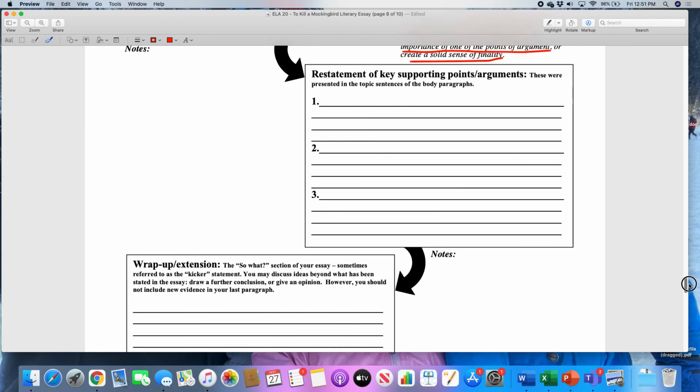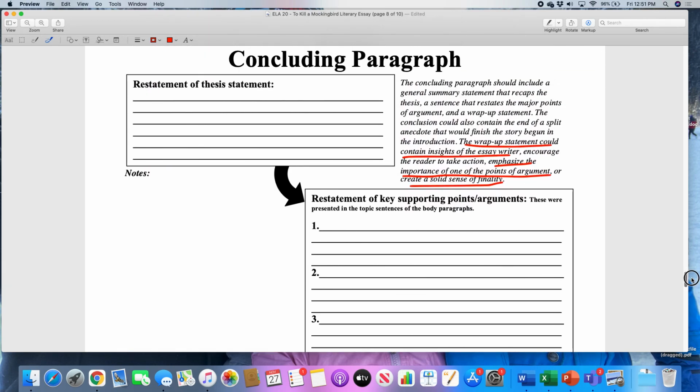That is key. Do not include quotations. Do not include new arguments. Do not include new ideas in your conclusion. You restate, you reaffirm, you tell me again why what you were doing matters. After you have filled out or used this structure to create your analytical essay, begin your first draft.